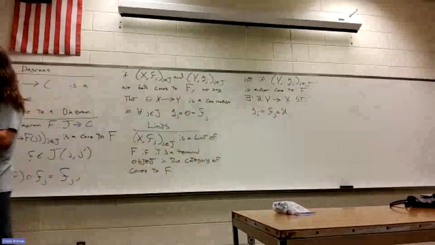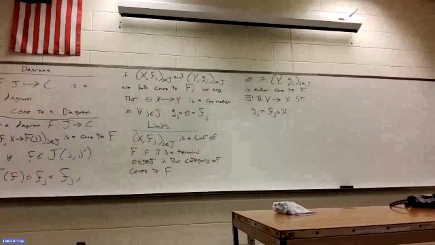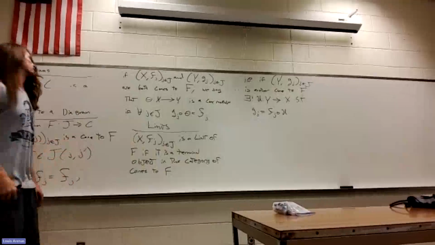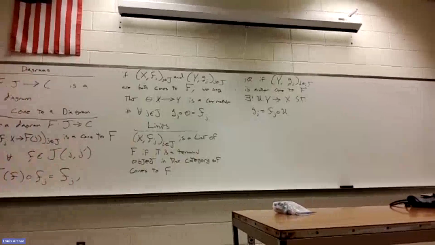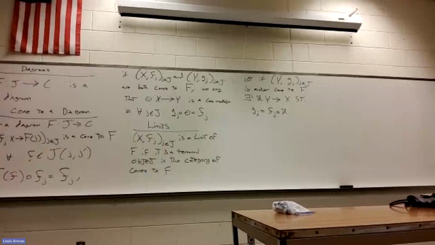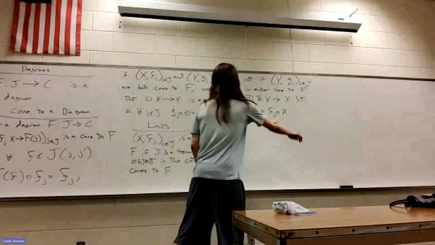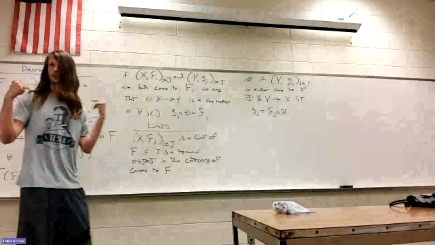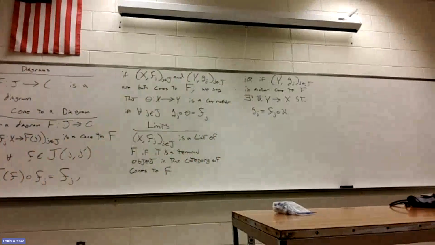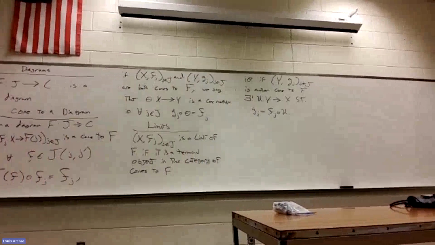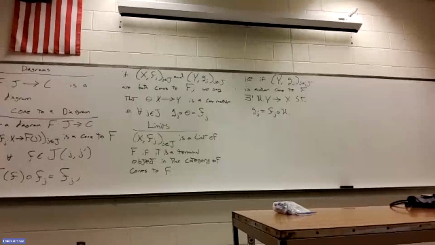So this is exactly the setup that we had for products and equalizers. When we had the case of an equalizer, I gave the definition of a cone, and then I said the cone that's special, the one that actually corresponds to the equalizer, is the one that has a unique morphism from any other cone into it, because it's bigger than all the other ones. Hence it's a terminal object.